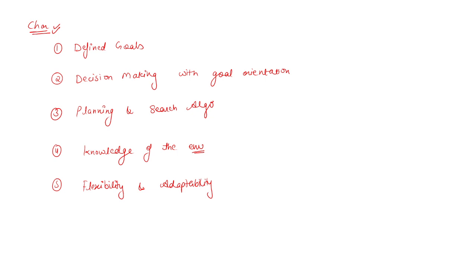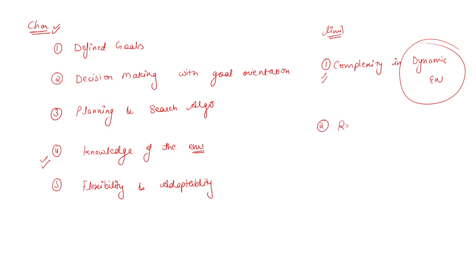Now let's talk about its limitations. We all know every agent has its advantages as well as disadvantages. So let me write it here. The first limitation is complexity in dynamic environments. As we discussed, every goal-based agent must have knowledge about its working environment, but it has complexity in changing environments. In highly unpredictable or complex environments, planning towards a goal can become computationally intensive. Another limitation is that it requires well-defined goals.